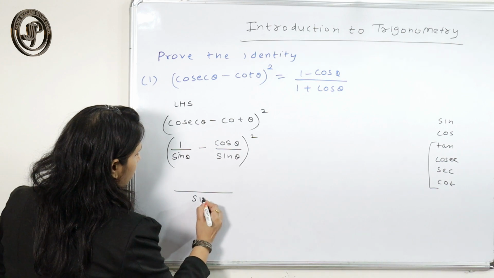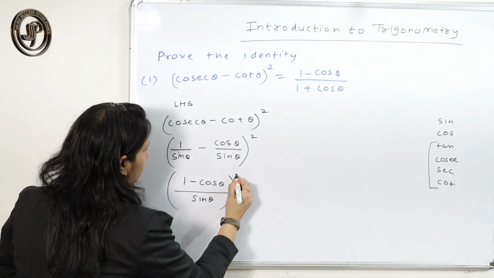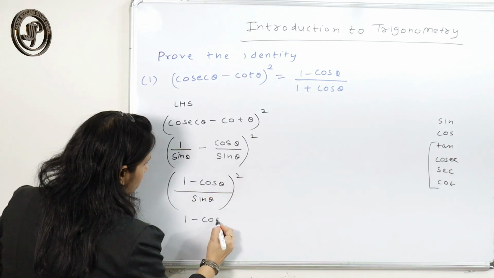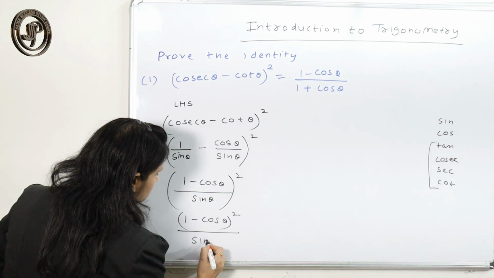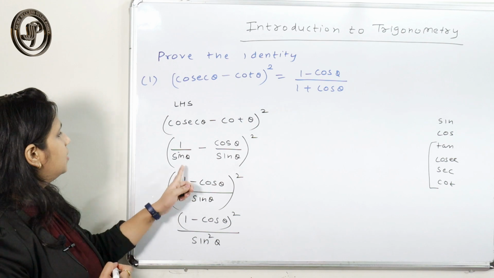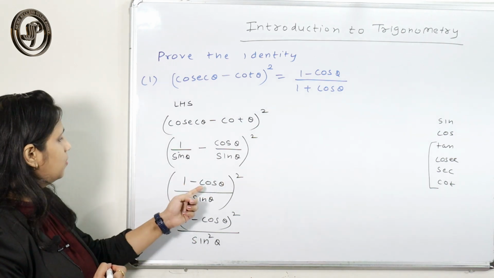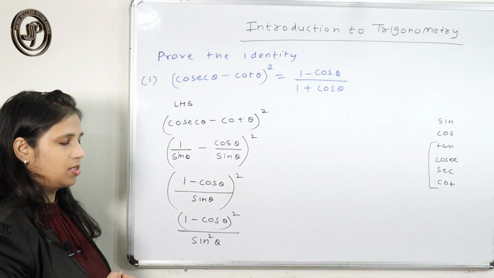If I simplify this, then I get 1 minus cos theta square upon sine square theta. I just take the LCM. If the denominator is the same, then I will get 1 minus cos theta upon sine theta. So this is the thing.